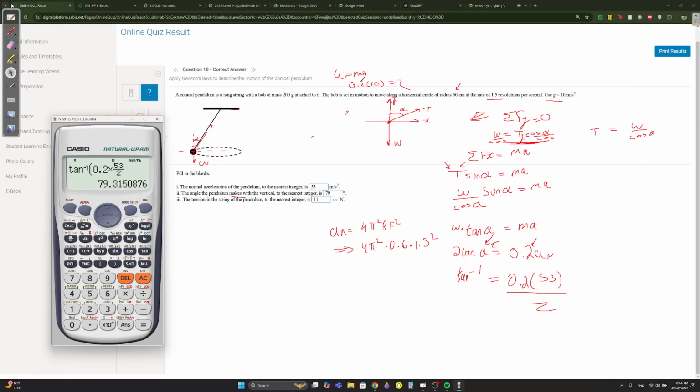And then the tension in the spring, we got that the tension T sine alpha is MA. So how do we find the tension? It's just T is equal to MA divided by sine alpha, right? So it's going to be MA, the mass 0.2 times g, which is 10, divided by sine alpha, so divided by sine 79. It's going to be 10.79, to the nearest integer is 11.